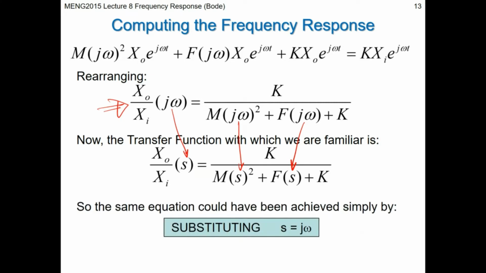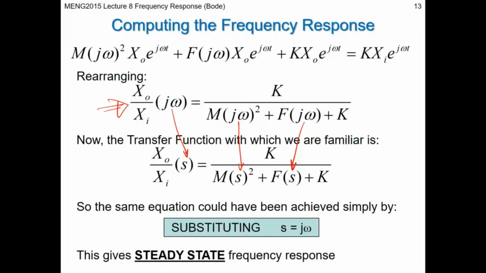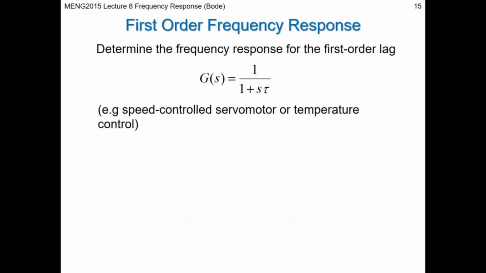So the point of this little exercise with our mass spring damper is we could have just substituted s equals j omega, and this is something we're going to use right through now with our frequency domain analysis. Whenever we have a Laplace transform function, we can substitute all the s's for j omegas, and we just make it into a frequency domain transfer function. This is the steady state frequency response, which is what we're interested in.